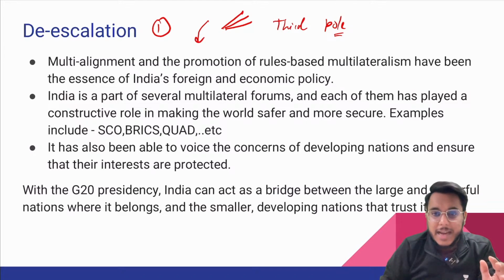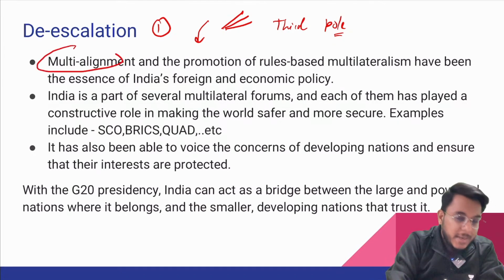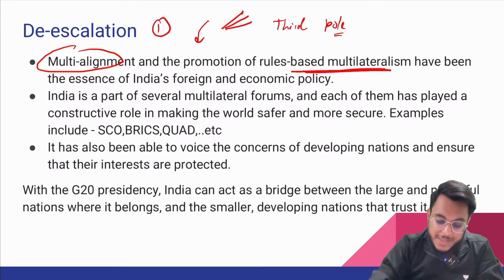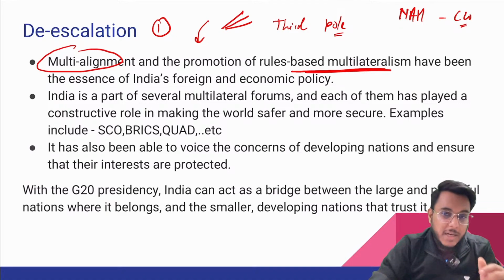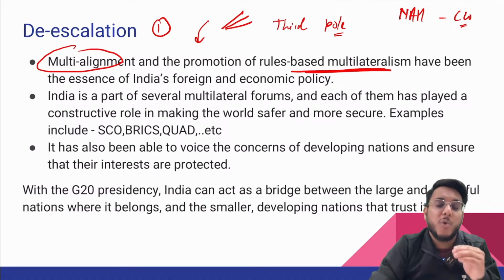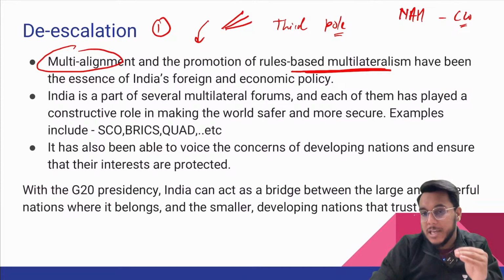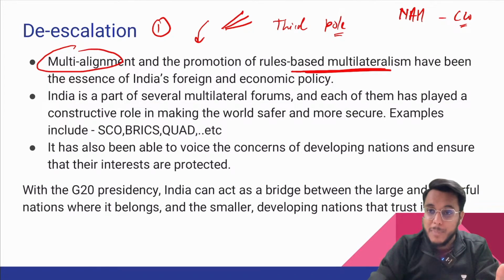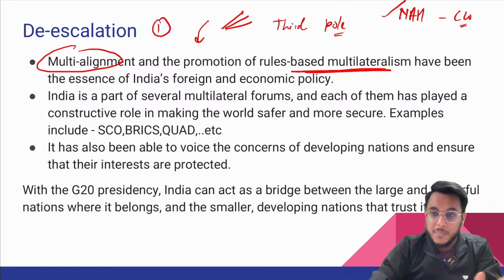Now, right now, India is focusing on the multi-alignment strategy, as well as on the promotion of rule-based multilateralism. Now, understand this particular thing. Basically, guys, India was driven by the NAM, the non-alignment movement, during the Cold War. And when the non-alignment movement was taken up, India provided that we will not join any one camp, neither the USA's camp, nor the USSR camp, because that will lead to polarization of the world. And by that polarization, there will be problems. So this was the NAM, where we did not take any one side.